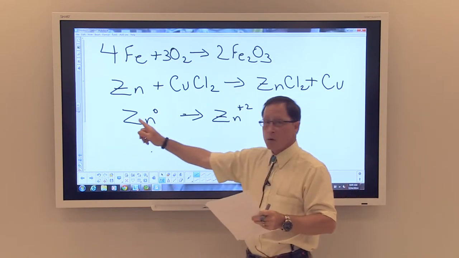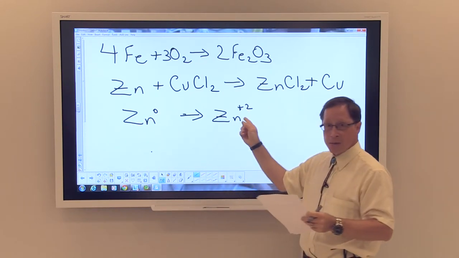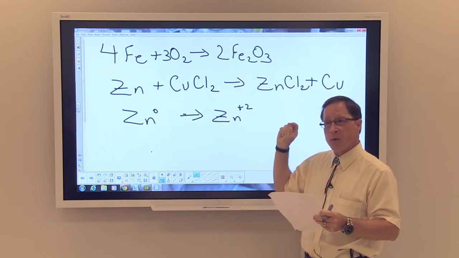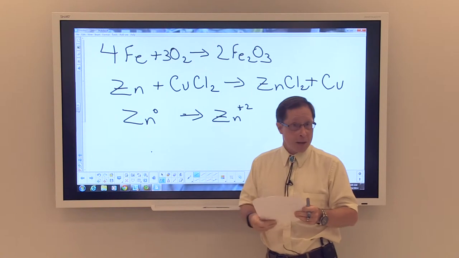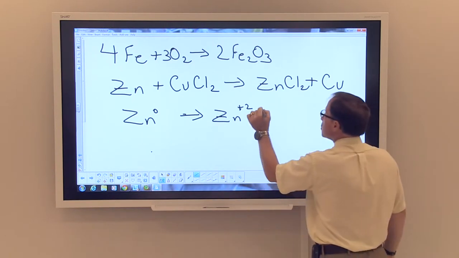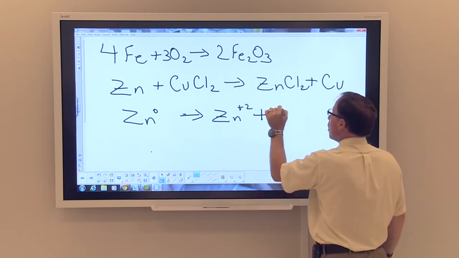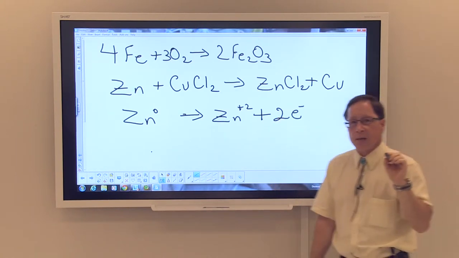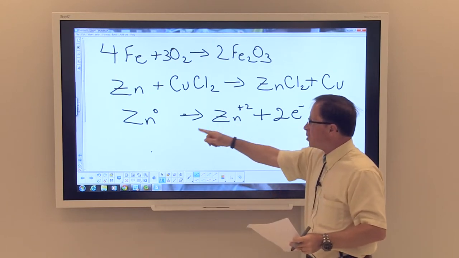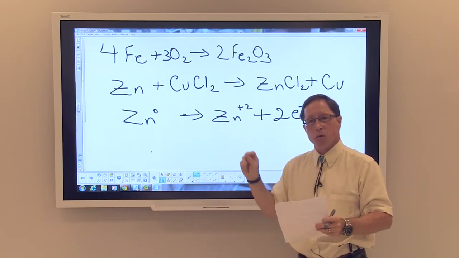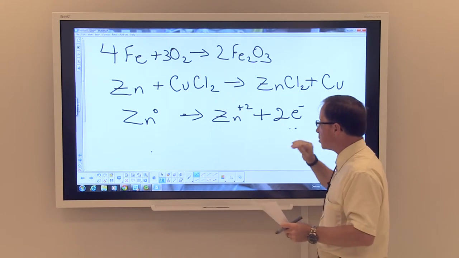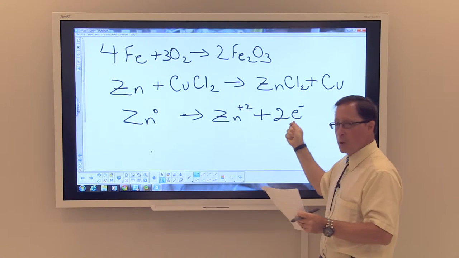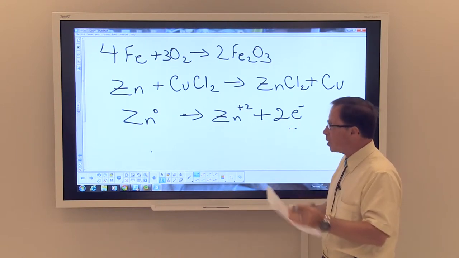We have a zero charge on the left-hand side. We have a positive two charge on the next side. That tells us that we will need to have two negative charges to balance that. And since we know that our electrons have a negative charge, that means that zinc zero going to zinc plus two is losing two electrons. They're on the product side here. So zinc zero gives zinc plus two electrons.